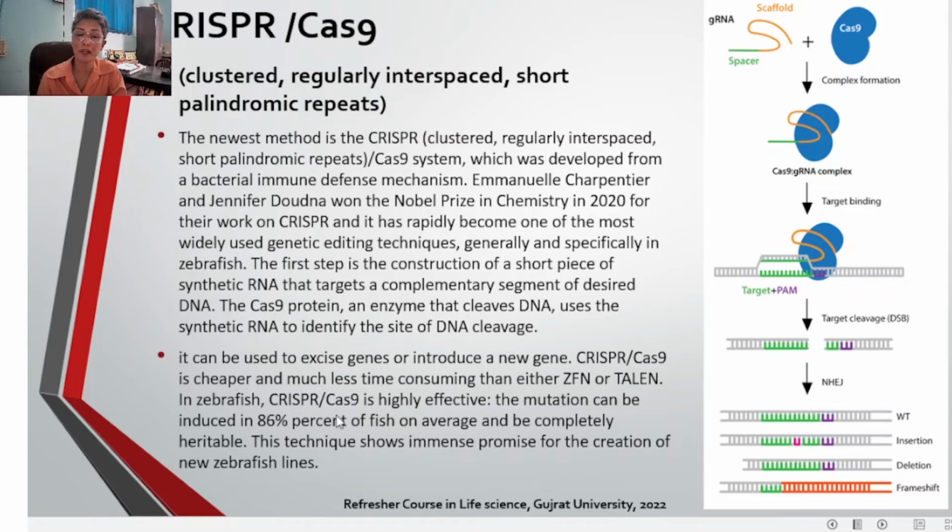In zebrafish, CRISPR-Cas9 is highly effective. The mutation can be induced in 86% of fish on average and be completely inheritable. So it is very cheap, less time consuming, and more than 86% of the offspring will inherit the particular gene of our interest. So it is very much advisable, and nowadays it is a widely used genetic editing technique, generally and specifically in case of zebrafish manipulation. This technique shows immense promise for the creation of new zebrafish lines.